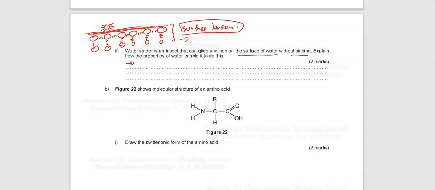You can add some more marks to explain in detail. Due to hydrogen bonds that form between the water molecules, and also the water molecules form hydrogen bonds with water molecules below the surface. So those are the points that you can include in your answer. The question is only worth 2 marks, so it is enough for you just to mention cohesion and high surface tension.